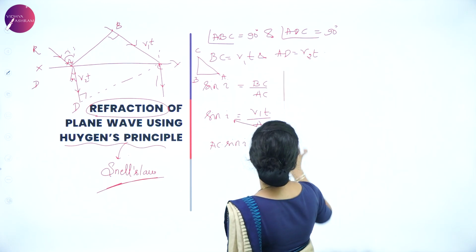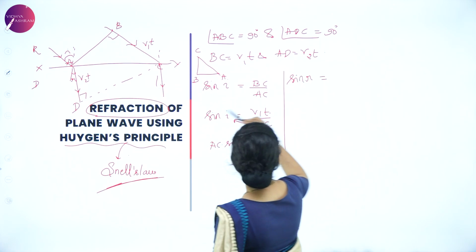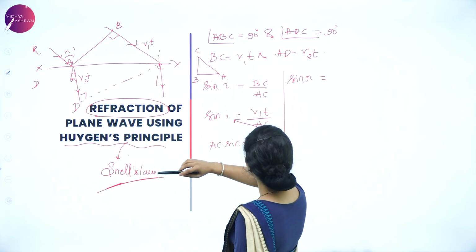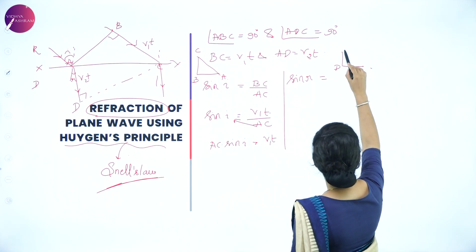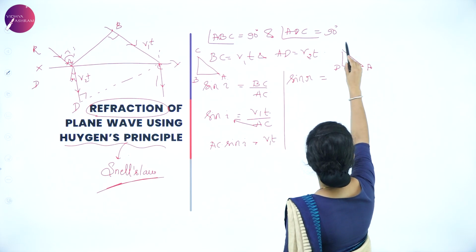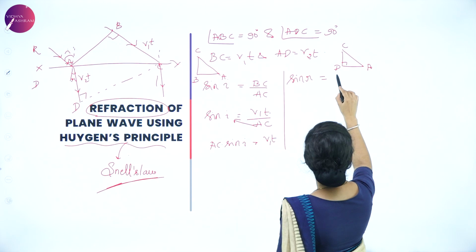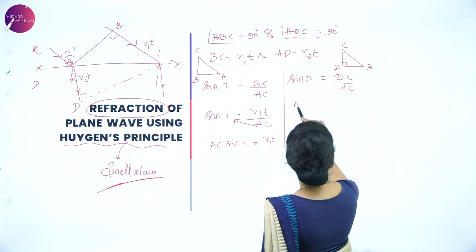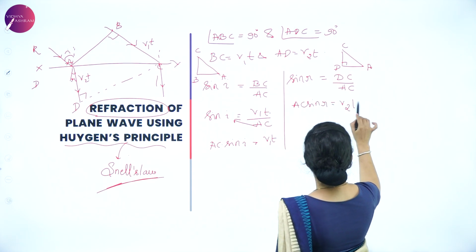Again, we have the sine of refraction, which happens over here. So you have 90 degrees with respect to D, triangle D, and you have A as well as C here. So this is an angle. Opposite is DC, hypotenuse is AC. So AC sine r is equal to V2t.